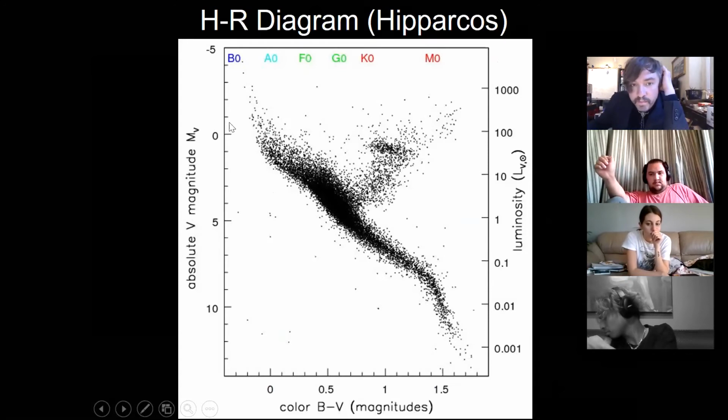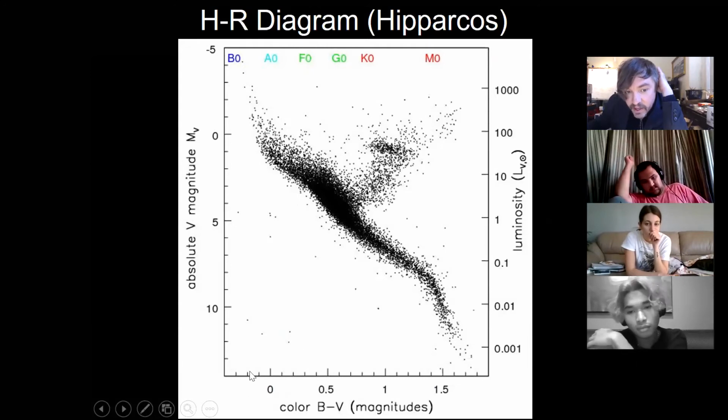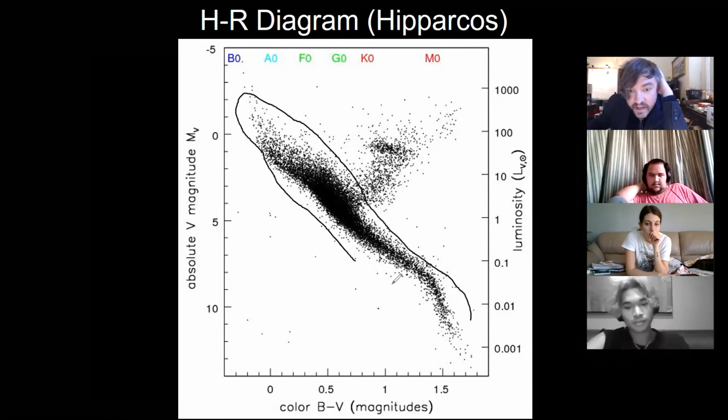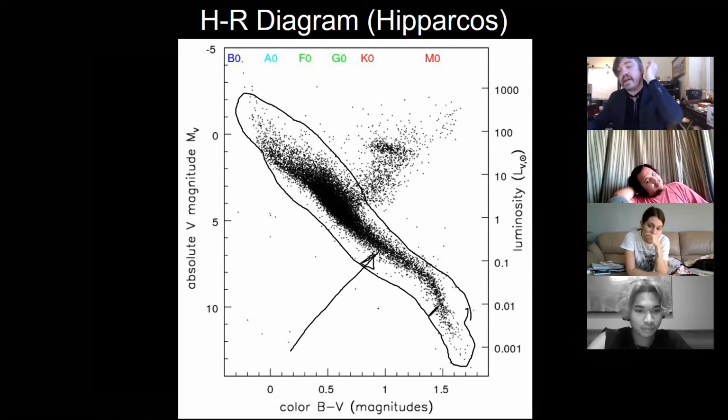You'll notice when you make an HR diagram this way, this is a real observer's HR diagram, you're plotting color versus magnitude. Most of the stars find themselves here on the main sequence. And what does that mean about a star if we find it on the main sequence? What is it doing that makes it a main sequence star? We learned this in our class today.